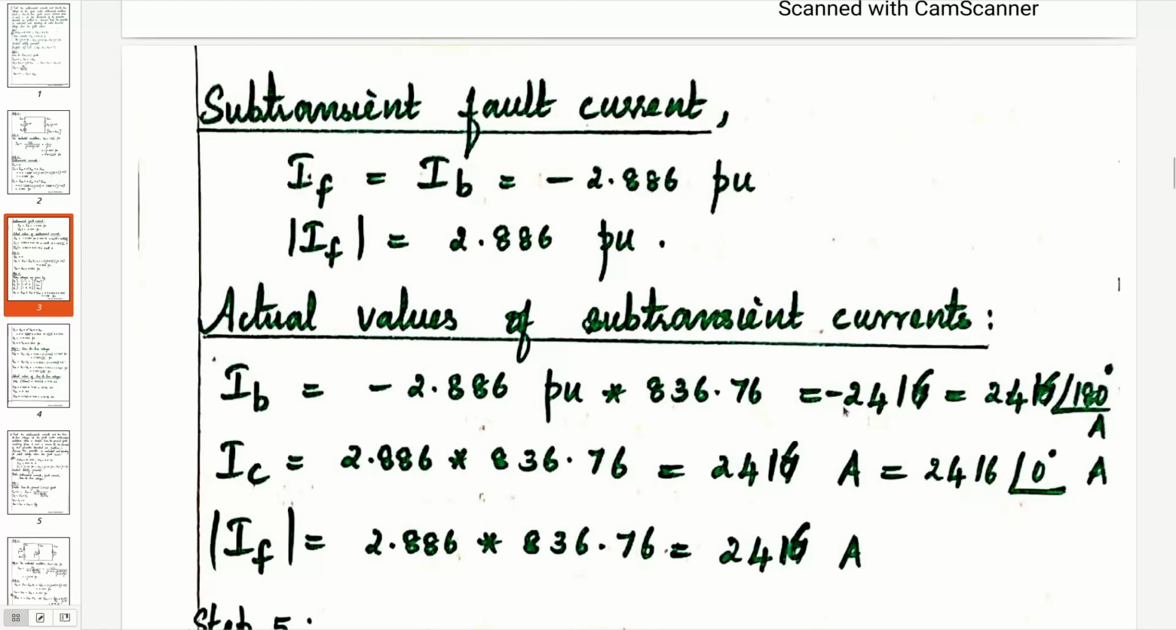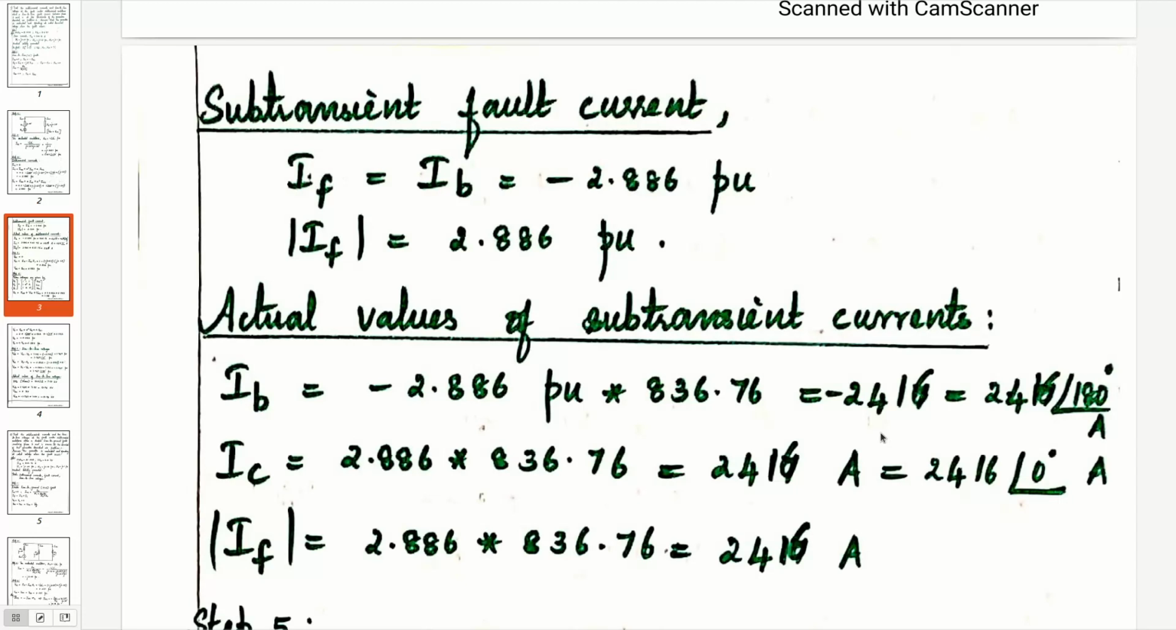in amperes. So you will get minus 2416. It can also be written as 2416 at an angle 180 degree. 2416 ampere can be written as 2416 at an angle 0 degree ampere. Remember, only if there is a j operator, you write it as plus or minus 90. Plus j or minus j can be written as plus 90 or minus 90. But here there is no j operator, it's a negative sign. So we write minus 2416 as 2416 angle 180 degree. If you have any confusion regarding this, leave the answer as minus 2416 ampere.